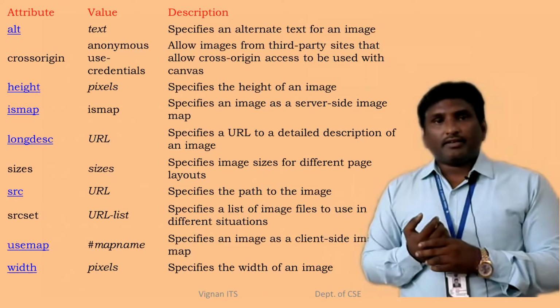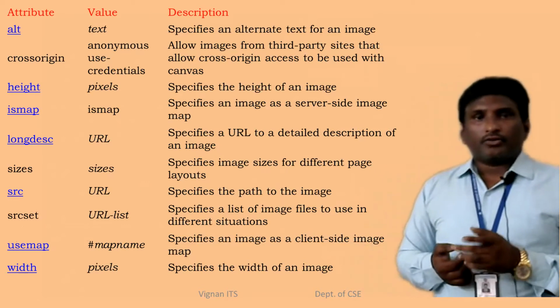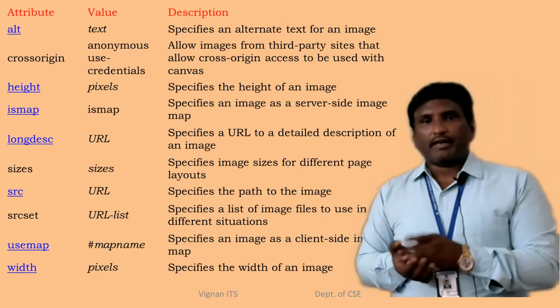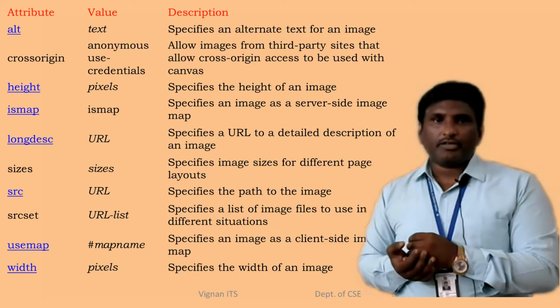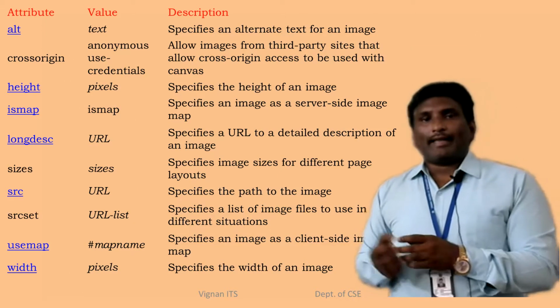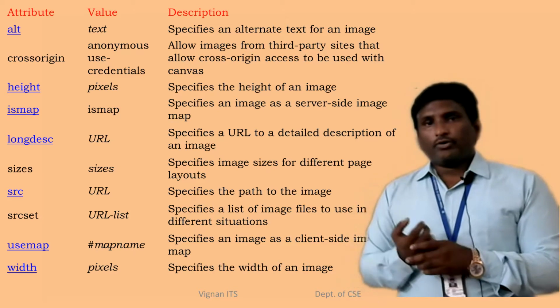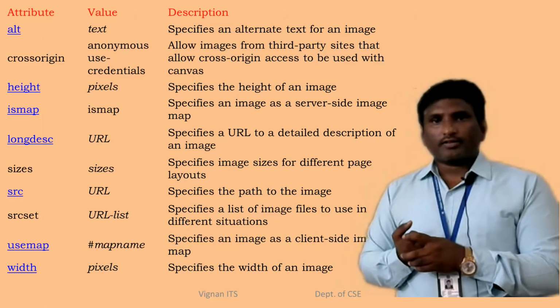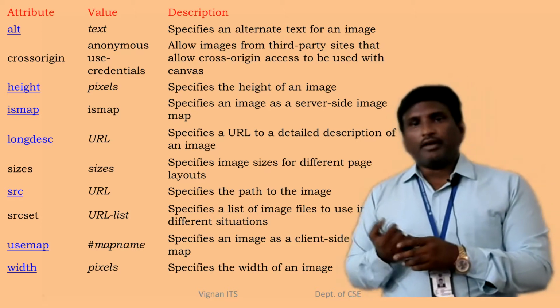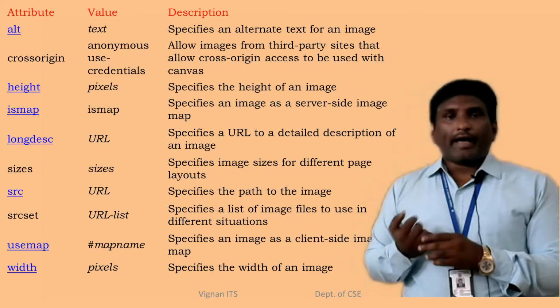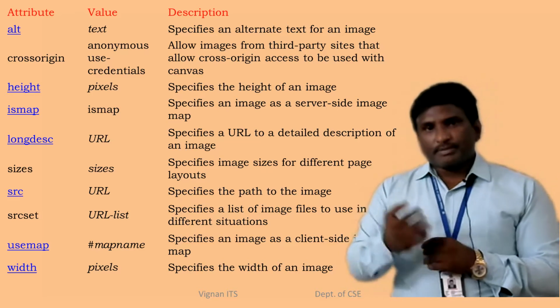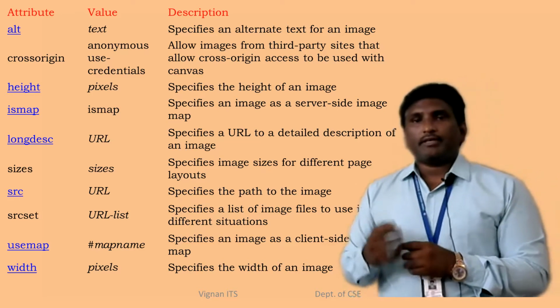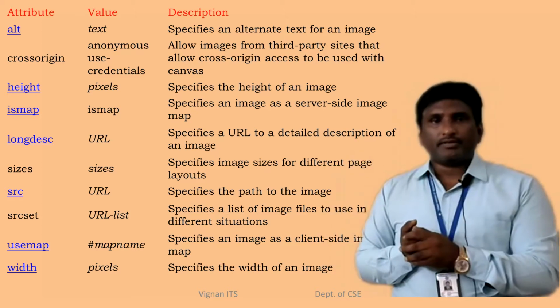These are the attributes of the image tag. Alt we already discussed, it specifies an alternate text for an image. Crossorigin with anonymous or use-credentials allows images from third party sites that allow cross-origin access to be used with canvas. Height, whose value we specify in pixels, specifies the height of the image.